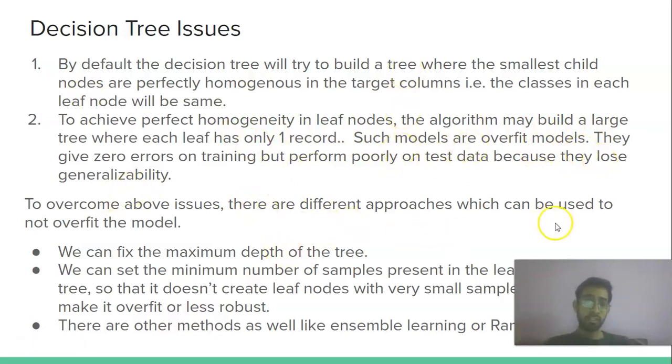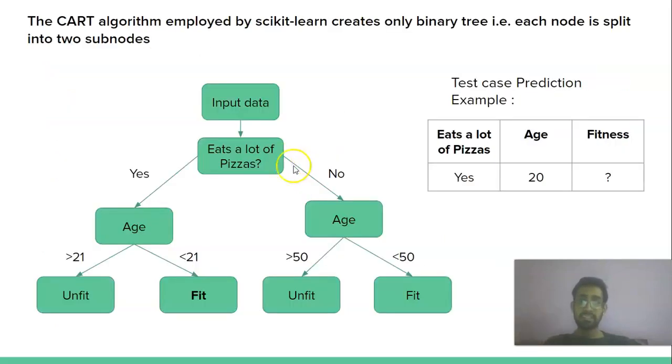So to overcome these issues, we can have some conditions or parameters to make it not overfit so much. There are a few parameters, like we can fix the maximum depth of the tree. So let's say in this case we had a depth of 1 and 2, based on the number of conditions at each level. So it has 2 depth.